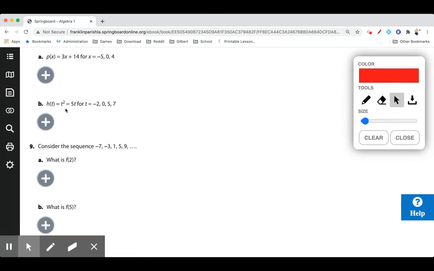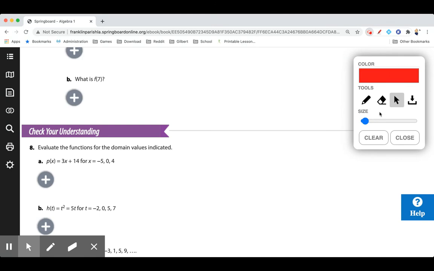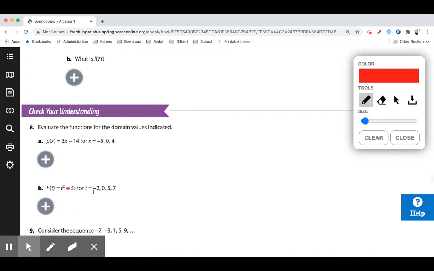Again, I think they made a mistake here. So hold on just a second while I check. Yep, they made another mistake. This time, this should be a minus sign. T squared minus 5t. And so if you replace the t with -2, that'd be 4. -2 times -2 is 4. Minus 5 times -2 is -10. Minus 10. 4 minus -10 is 14.